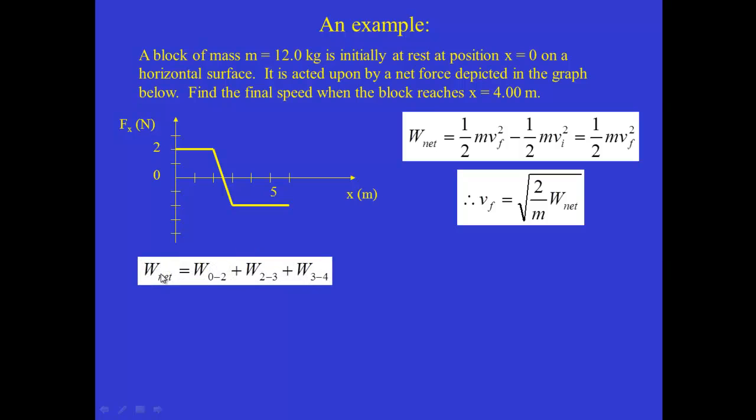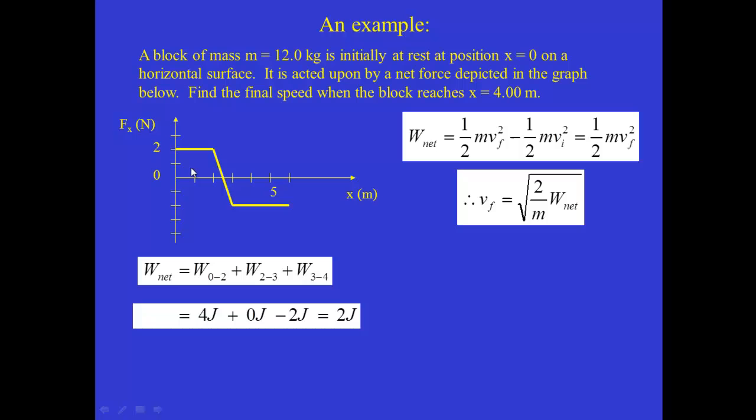So the net work on the object as it moves from x equals 0 to x equals 4 would be the work done from 0 to 2. And it's helpful to break the net work up into 3 pieces because we've got 3 straight line segments in the force graph. So 0 to 2, 2 to 3, which is when we have this downward sloping segment, and then 3 to 4, which is the final location of the object. So those are easy to write down.